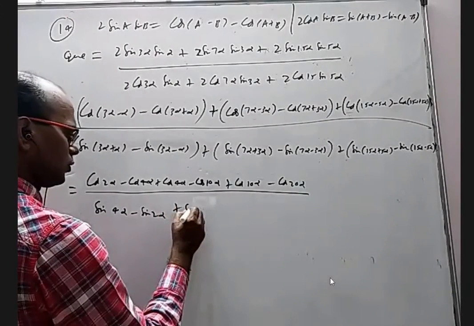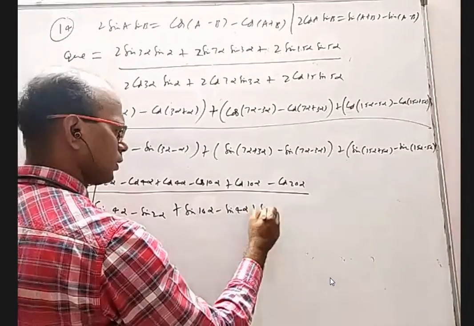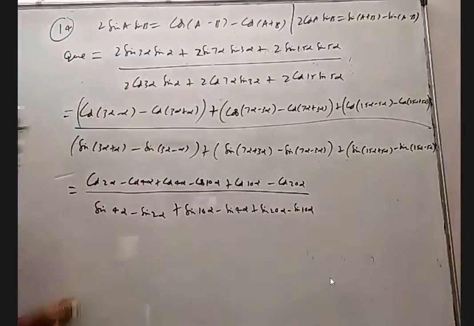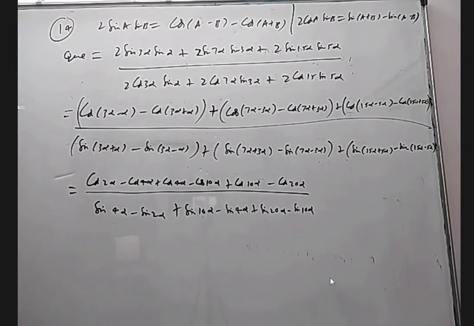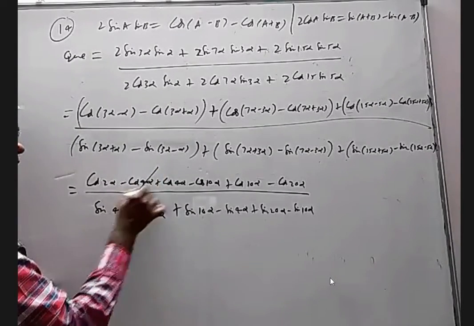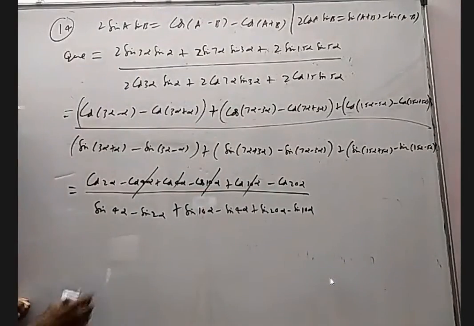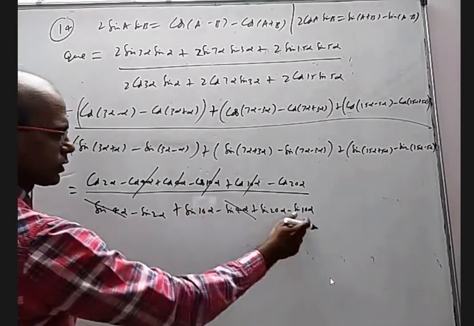And this will be sin 10 alpha minus sin 4 alpha, sin 20 alpha minus sin 10 alpha. So basically, we could convert the product into sum or difference by using one or two formulas here. You can easily see in the numerator that minus cos 4 alpha plus cos 4 alpha will cancel, minus cos 10 alpha plus cos 10 alpha will cancel. Here also, this will get cancelled with this, and this will get cancelled with this.